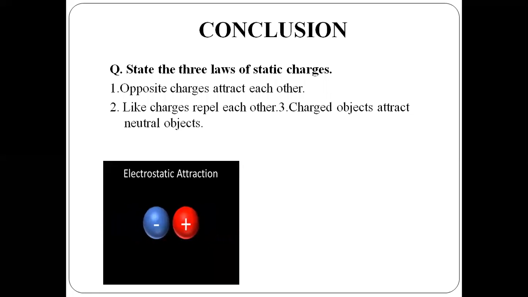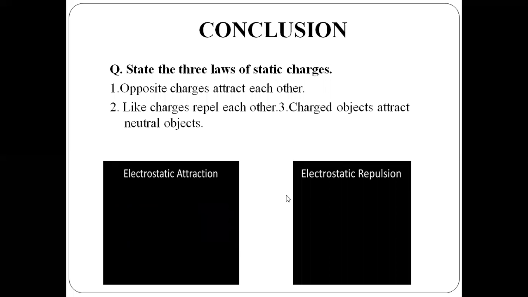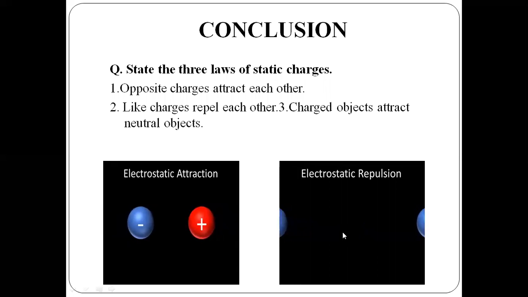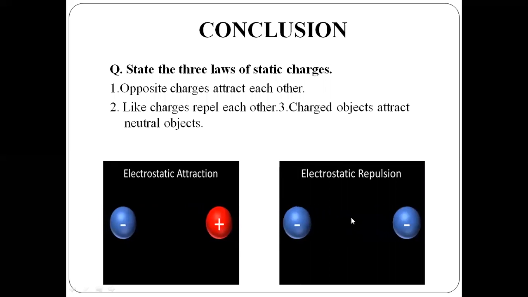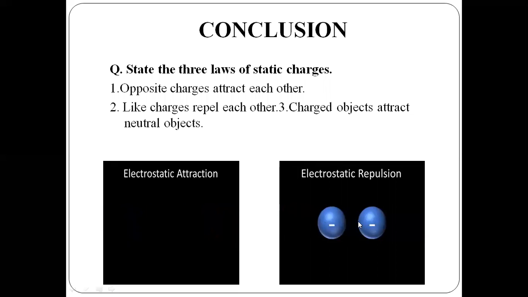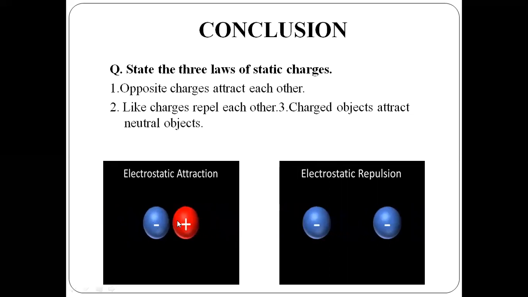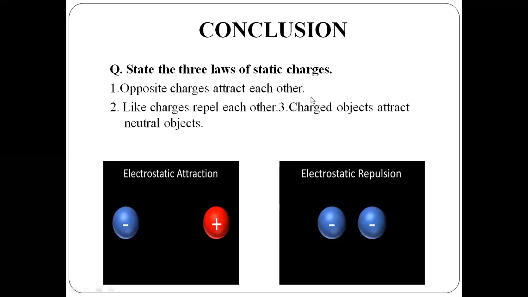When the straws were individually rubbed and brought together, due to like charges, they repel. That's the second law. Like charges repel each other. If we bring two unlike charges, then we find what? Electrostatic attraction. That we say opposite charges attract each other.